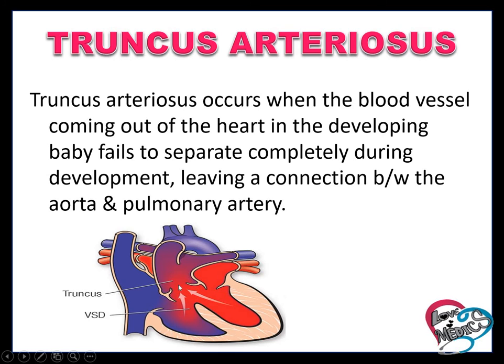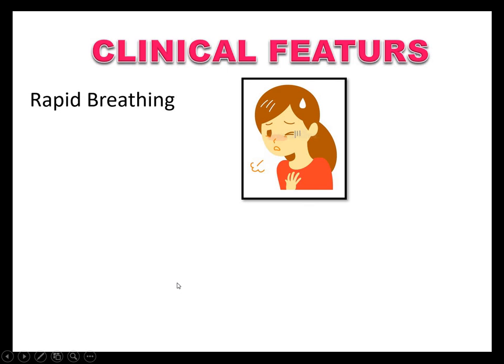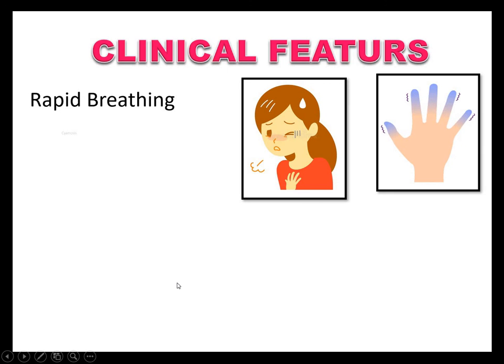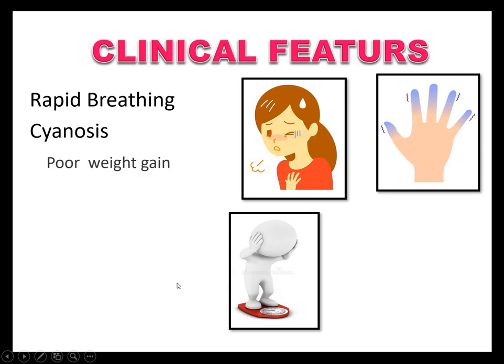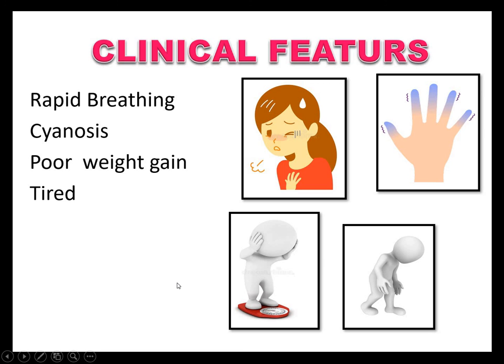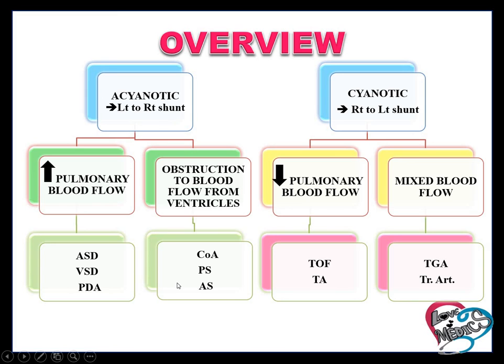Truncus arteriosus. It is the connection between aorta and pulmonary artery. It is due to the defect in the development of the fetal heart. Clinical features of the congenital heart diseases: rapid breathing, cyanosis, poor weight gain of the baby, tiredness of the baby.